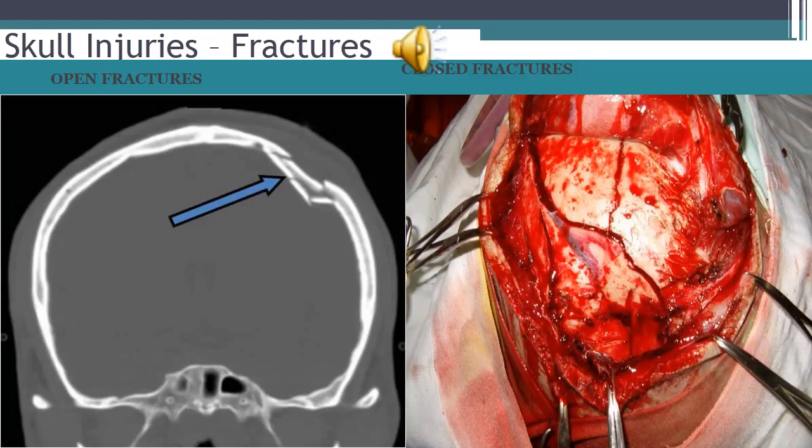to do a craniotomy for evacuation of the underlying hematoma.